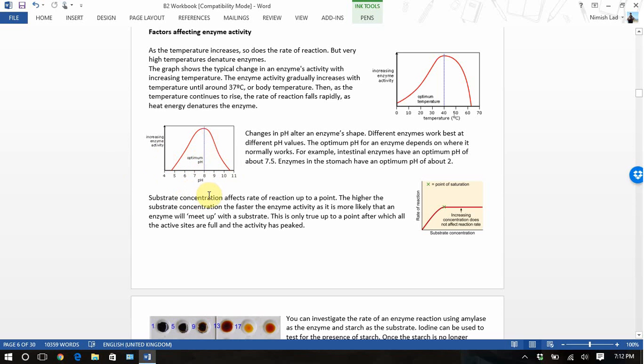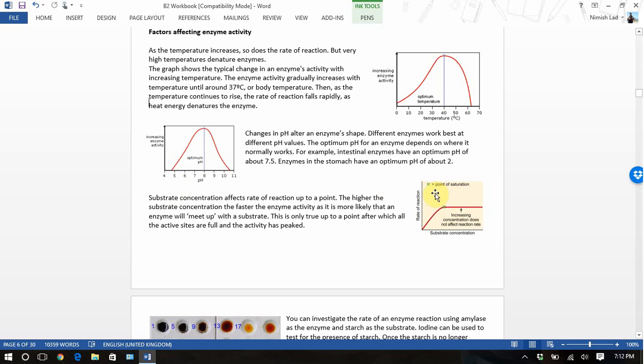Substrate concentration has an effect on rate of reaction up to a point, but then there's a point where actually you can have as many substrates as you want, but there's not enough enzymes to actually deal with all those substrates. That's what happens here. Concentration no longer has an effect because the enzyme is saturated. So this is the point of saturation. All the enzymes are currently doing their job and you can't get to any more enzymes quicker.